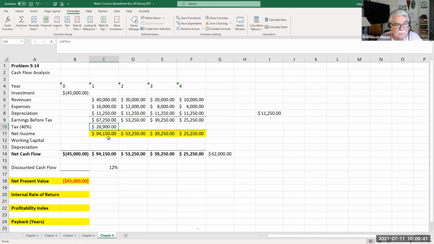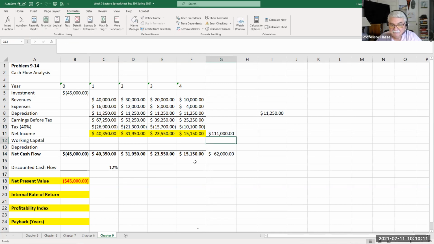One thing I need to do though, remember this is a subtraction. So I got to make sure I put that in as negative 0.4. There we go. And I'll slide that down the years. So there's my taxes, 40% being taken out of my operating profits. And there's my net income. So I'm generating off this investment of $45,000, $111,000 of profit. But that's not the cash flow.